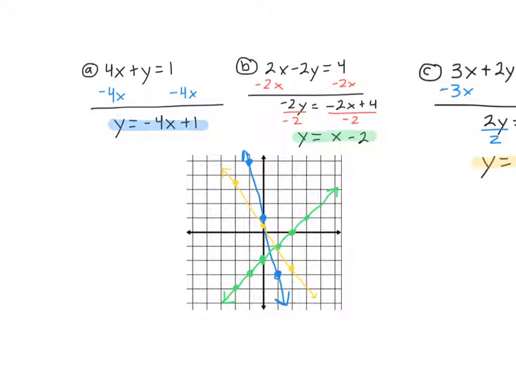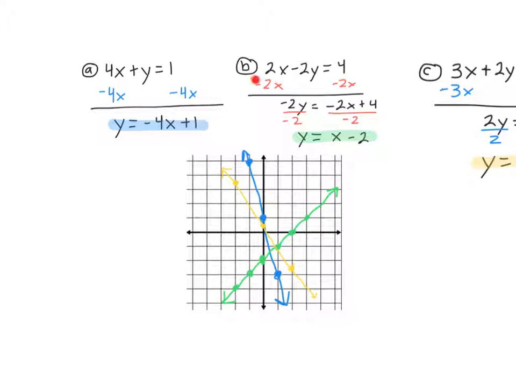Okay, let's start by looking at parts A and B. When you're rewriting in slope-intercept form, you should end up with y equals negative 4x plus 1. Here I can see that my y-intercept is at 0, 1, and my slope is negative 4 over 1. So down 4, right 1, or up 4, left 1.